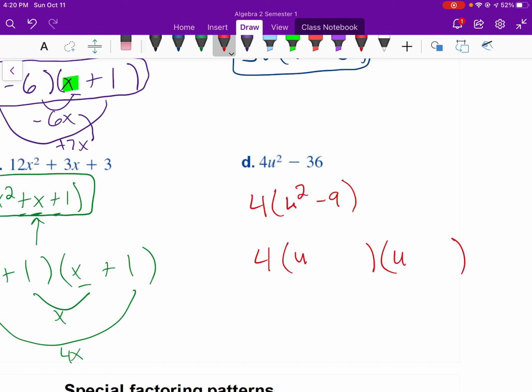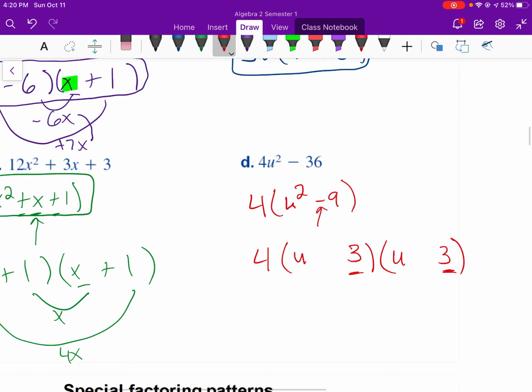Now my next option is for here and here. Okay, it's either 1 and 9 or 3 and 3. So I'm going to just try 3 and 3. And then since this sign is negative, that means these have to be opposite. So if we check our outside and inside, negative 3u and 3u, combining those, that gives me the 0u that I need.